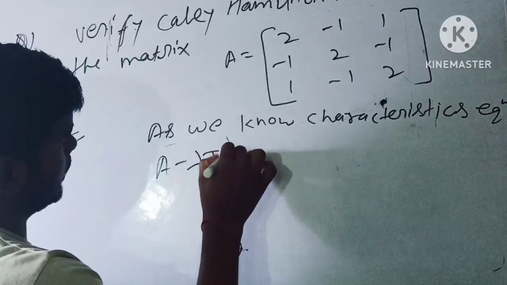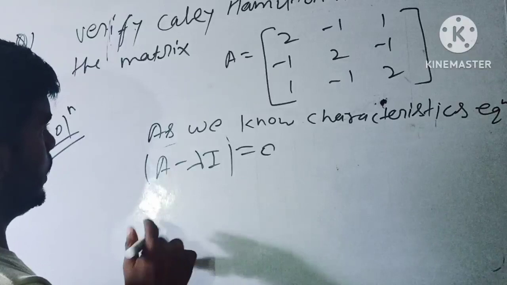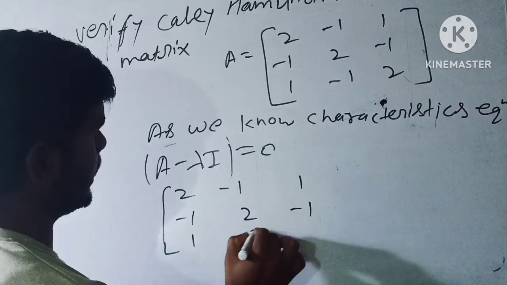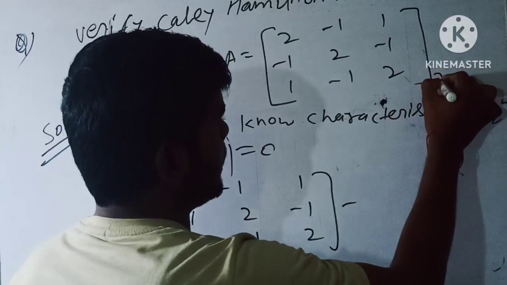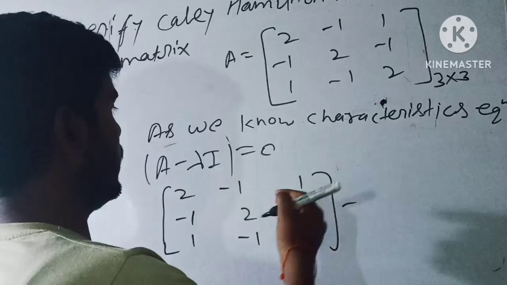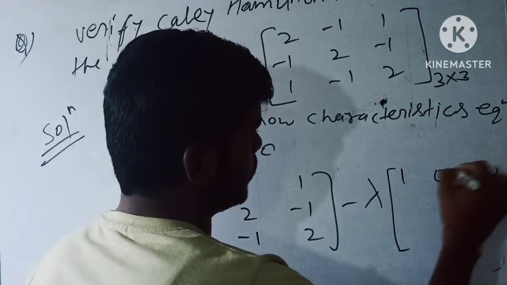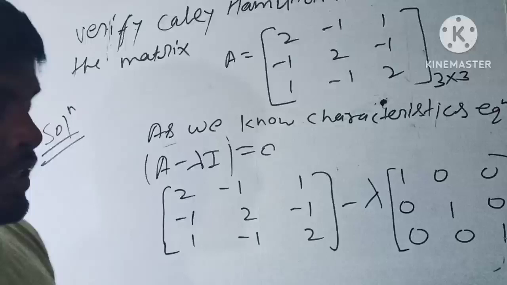So A, that means 2 minus 1, 1 minus 1, 2 minus 1, 1 minus 1, 2 minus. This is a 3x3 matrix, right? So we will use the identity matrix of the same order, that is 3x3, right? So lambda into 1 0 0, 0 1 0, 0 0 1. Right. Now solve this equation.